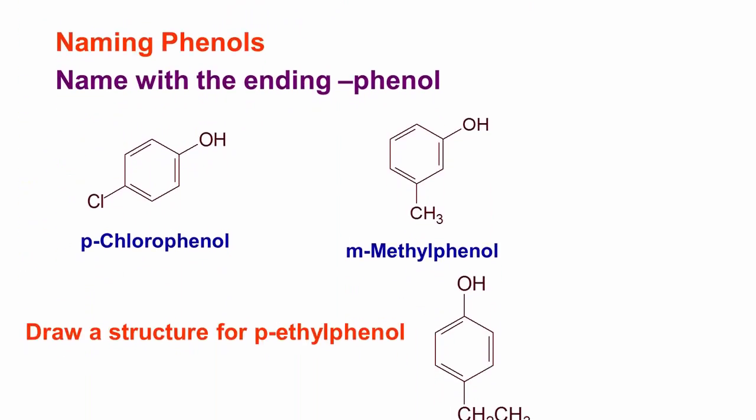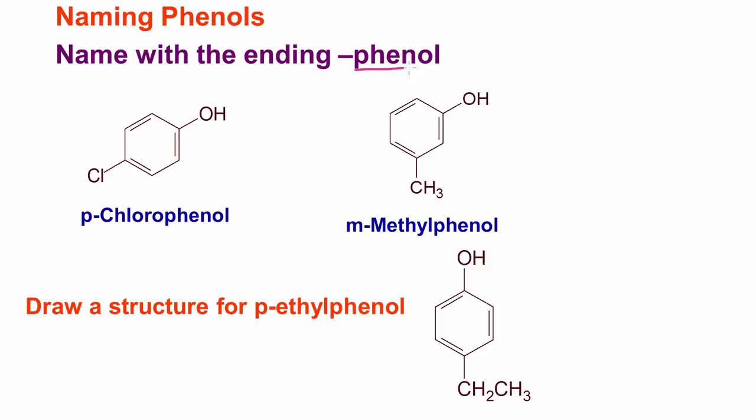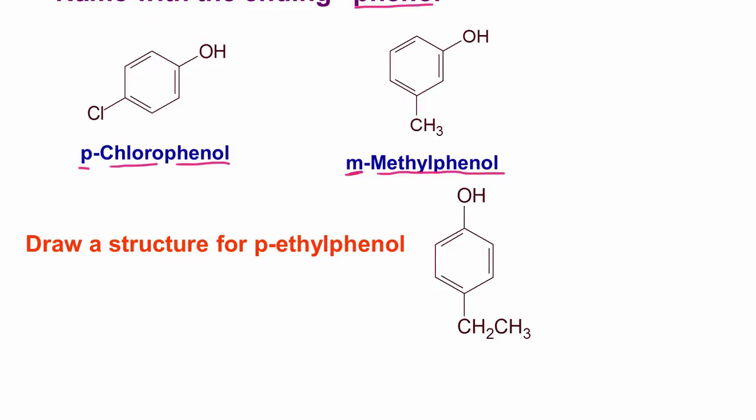In order to name phenols, we go ahead and name with the ending phenol. So here we have a phenol with a chlorine, and the chlorine is in a para position. So this would be para, or P, chlorophenol. Here we have a phenol with a methyl group, and that's in a meta position. The methyl group is meta to the OH, so this would be M for meta, methylphenol. And then here you're asked to draw a structure for p-ethylphenol. This is para, so we draw the phenol, and the ethyl is in the para position.